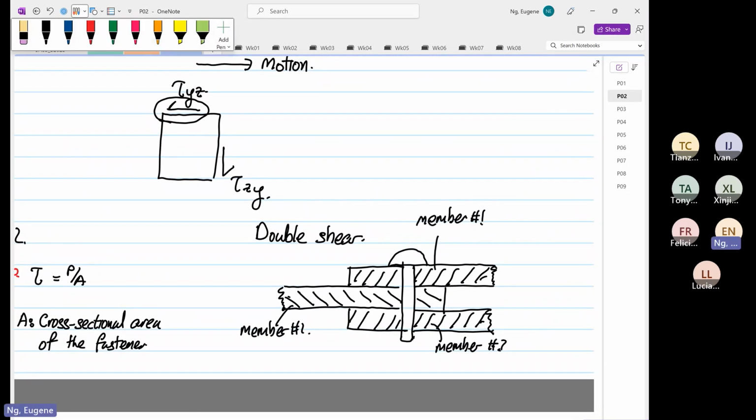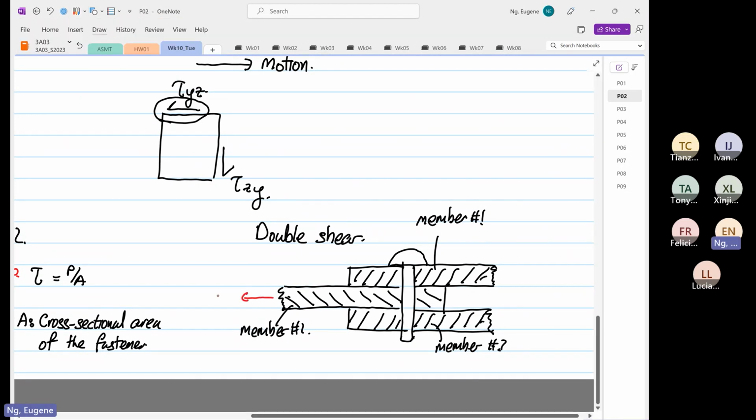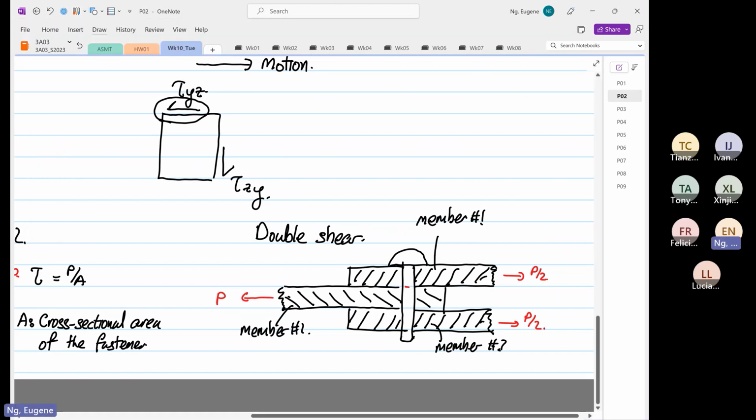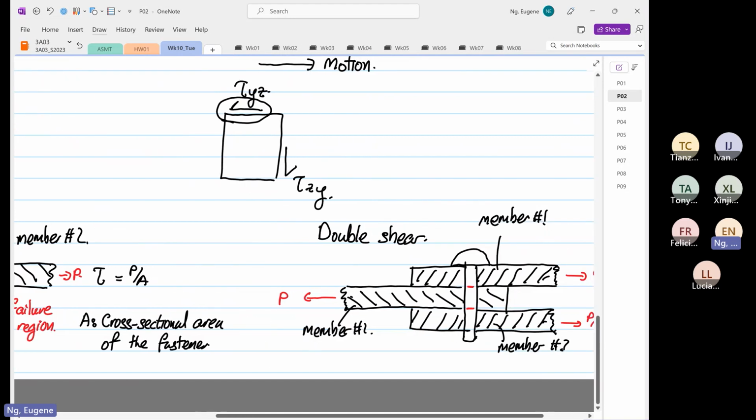And over here then, we know that we have an applied force. So this is our P, and over here is P over 2. Okay, we are assuming member number 1 and number 3 take half the load. So failure now will occur here, where I'm circling. So these are your idealized failure regions.